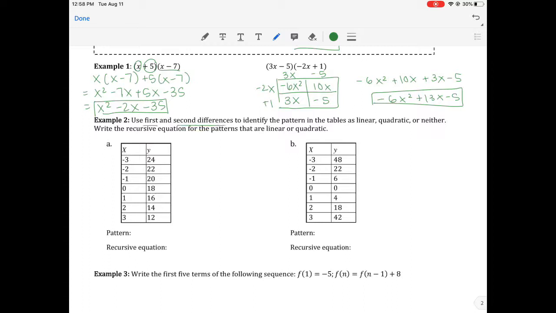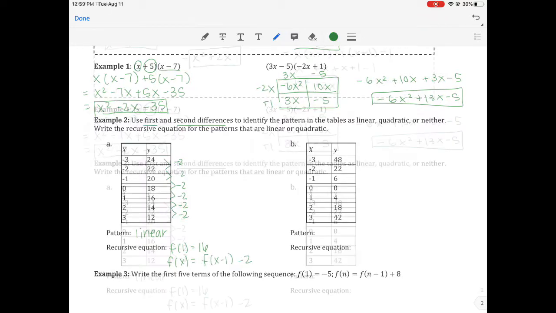We want to look at the first and then the second differences to identify as linear, quadratic, or neither, and then write some equations. So here, we will notice, okay, we're adding 2, oh sorry, it's not adding, we're subtracting 2. And it looks like that's happening all the way through. So if there's a common first difference, we know that it is linear. Okay, so our recursive equation, I always like starting at f of 1, but here technically it does start at negative 3. You could do f of negative 3 equals 24, but since our format's usually f of 1, let's do f of 1 equals 16. And f of x equals f of x minus 1, and each time we're subtracting 2.